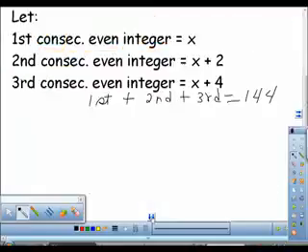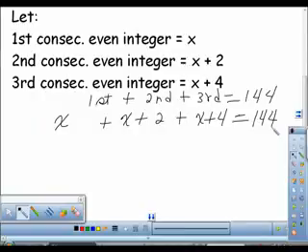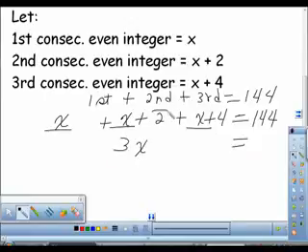So I can put that together. My first one was x. My second one was x plus 2. My third one is x plus 4. And all that's going to be equal to 144. We're going to clean this up. Look at what we've got. We've got 1x plus 1x plus 1x. What does that add to? 3x. Then we've got 2 plus 4. What does that add to? So we've got 3x plus 6, and it's all equal to 144.